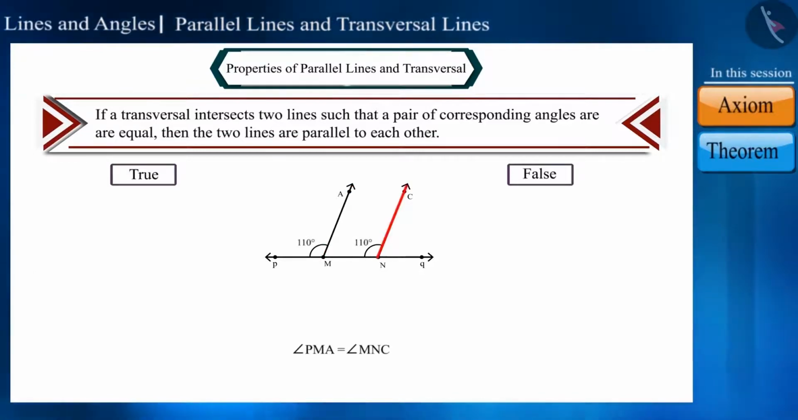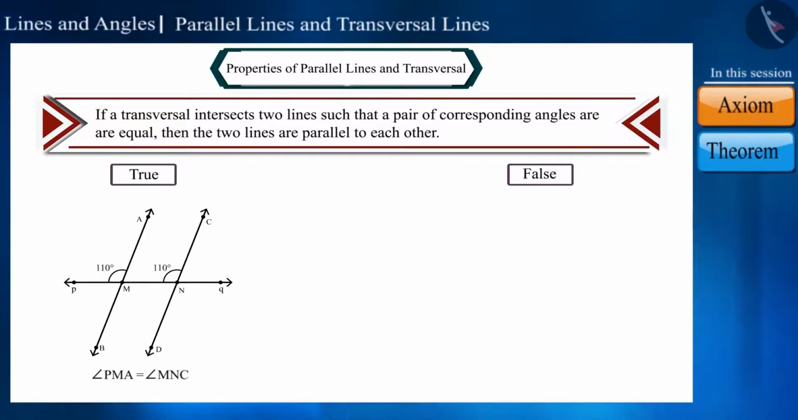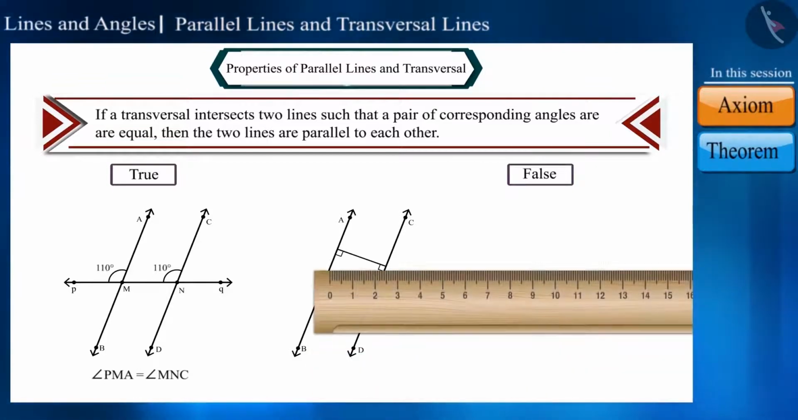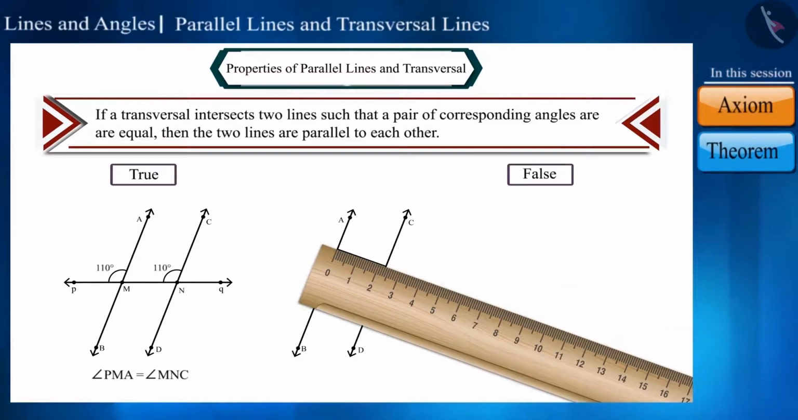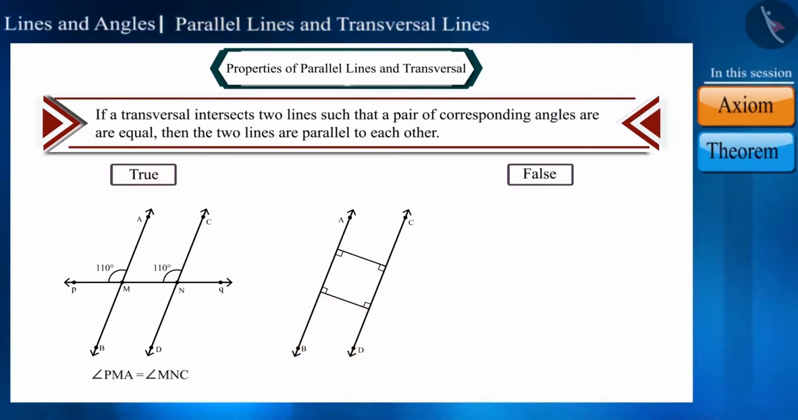Draw the lines AB and CD by extending AM and CN respectively to the other side of PQ. These two lines are not intersecting each other. We can also measure the distance between the line AB and line CD by making a common perpendicular on them. These lengths are equal at each place. That is why we can say that these lines are parallel. Therefore, the given statement is true. And we call this converse of corresponding angles axiom.